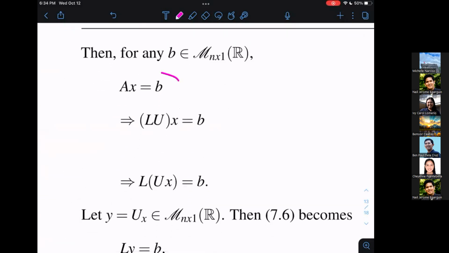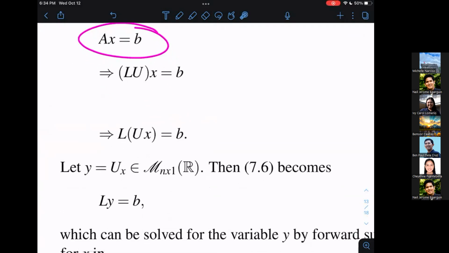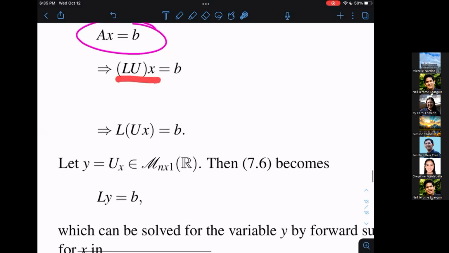So nag-start tayo sa AX equals B. Tapos kumuha tayo ng LU factorization ni matrix A. So the matrix A was replaced by LU here. And then I will appeal to the associative property of matrix multiplication. So I will group U and X first before left multiplying the answer by L. So ito yung mangyari. Kakaroon na ng L times UX equals B.